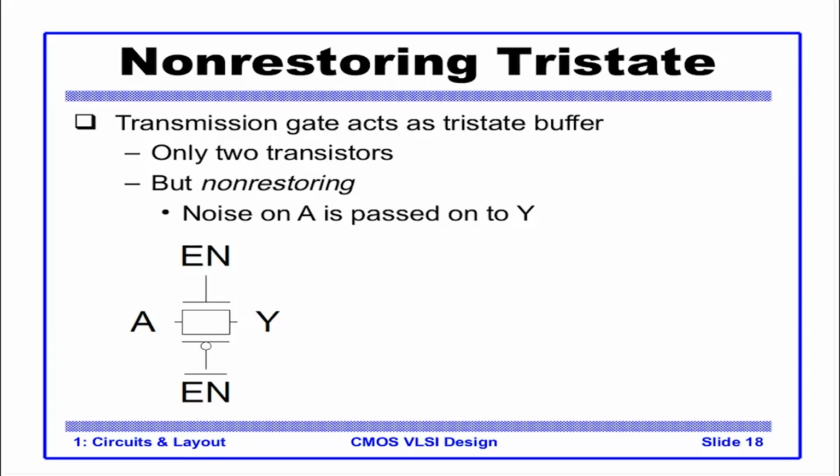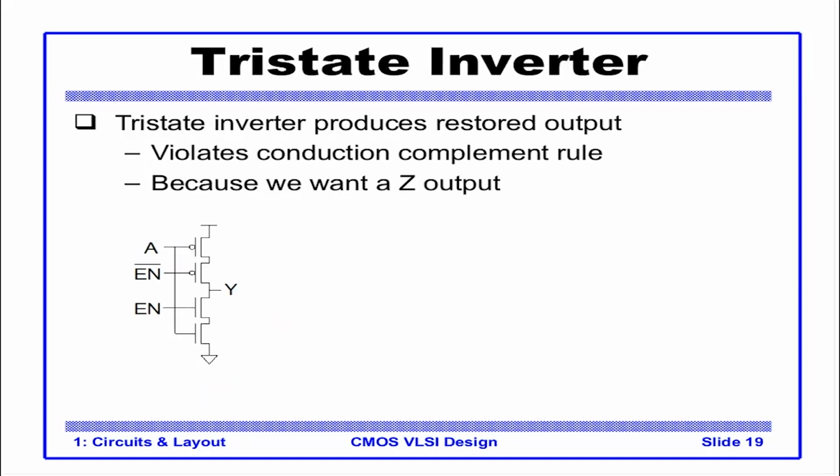So any noise on A will pass on Y. So it is known that the tri-state buffers are noise prone with such a construction. Okay, now there's one more slight modification onto this tri-state buffer, and we make a tri-state inverter out of this. Let's see how we can do that.